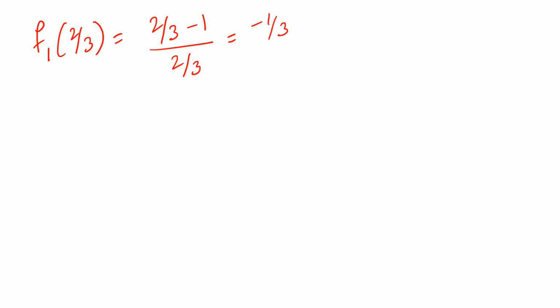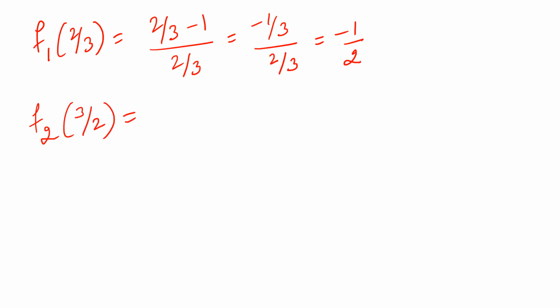Now students, we have to find the value of f1 of 2 by 3. We know that f1 of x is equal to x minus 1 whole divided upon x. So just put x as 2 by 3 in this expression. So the value of f1 of 2 by 3 comes out to be minus 1 upon 2. We also have to find the value of f2 of 3 by 2. Now we know that f2 of x is equal to x. So the value of f2 of 3 by 2 becomes 3 by 2.